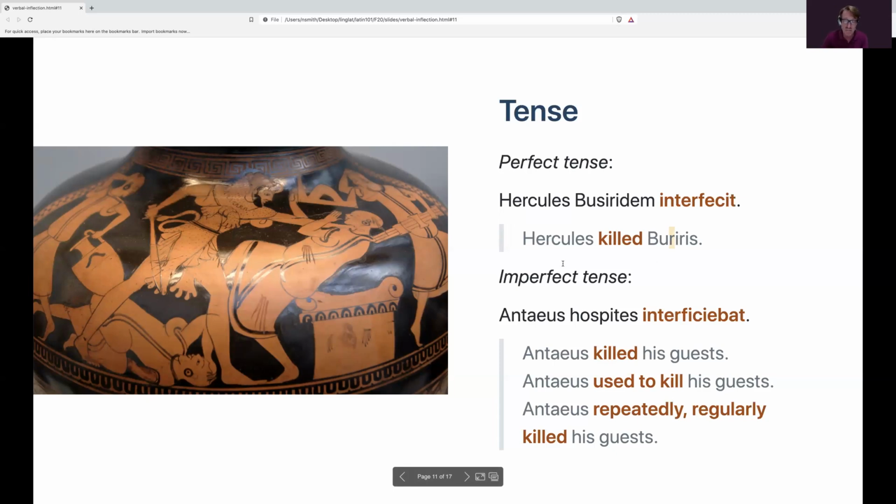Hercules killed Busiris. In a related story, we hear about the equally villainous Antaeus, who hospites interficiebat. This is an imperfect form of the verb. Antaeus repeatedly killed his guests. He used to kill his guests. He killed his guests regularly, over and over. Anytime he had a guest, he killed the guest. So it's not a one-time single action. It's a habitual action of Antaeus, and therefore Hyginus uses the imperfect tense.